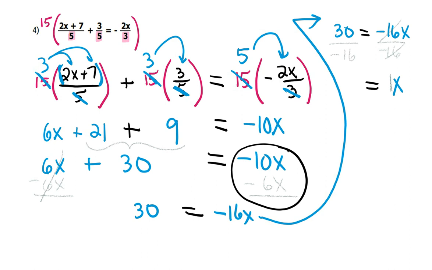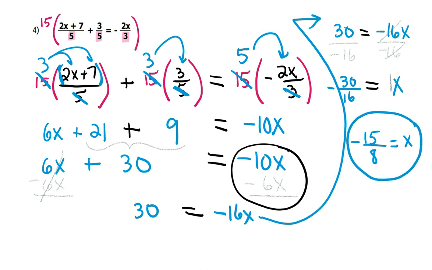So I got to divide the 30 by negative 16, and 16 doesn't go into 30 evenly. So I'm just going to reduce my fraction. You're just going to leave it as a negative 30 sixteenths. And those are both even numbers, so I can divide by 2. So that would be negative 15 over 8. And that is as low as I can go.